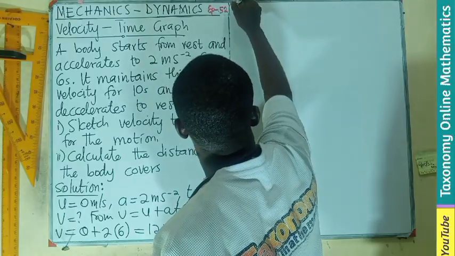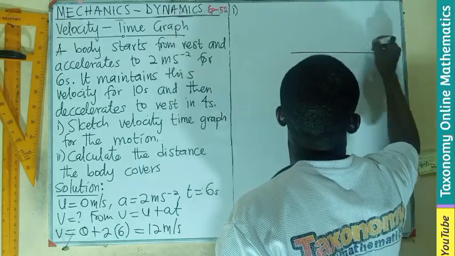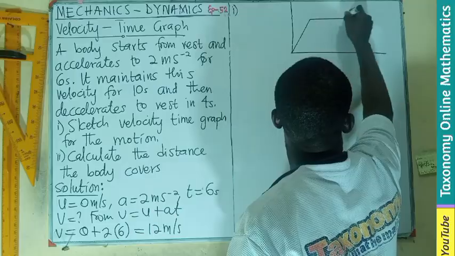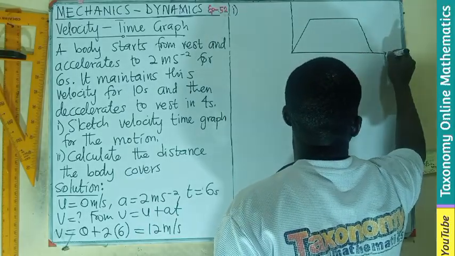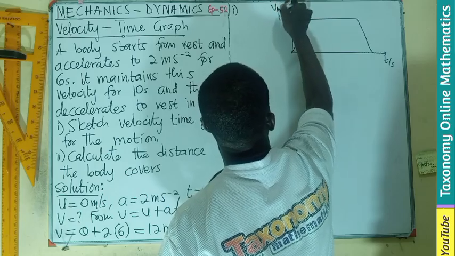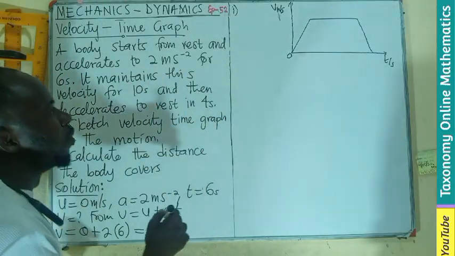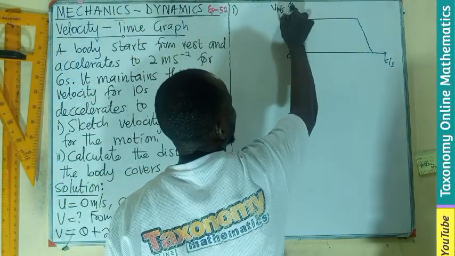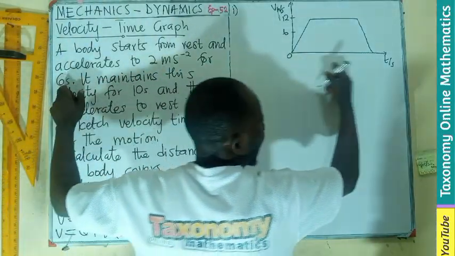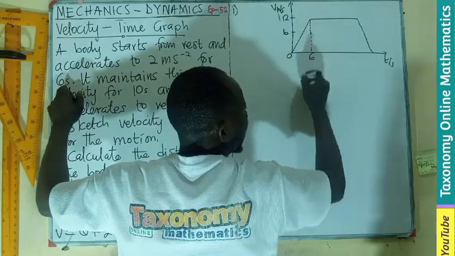So now that I know the final velocity, I can make a sketch of that diagram. Let's have the axes: time in seconds, and velocity in meters per second. So it starts from rest, 0, and moves to a velocity of 12. We can put 6 here if you like. This is the time axis, so the first time is going to be 6.